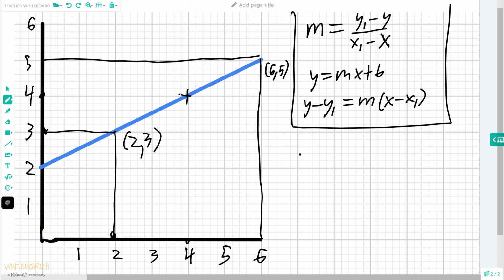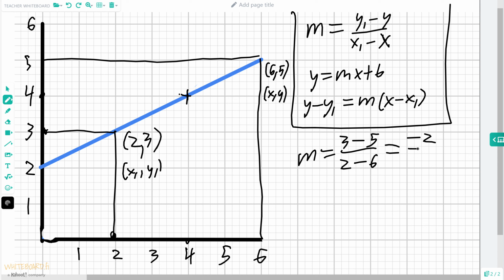So m equals, and it doesn't matter which one's your x1 and y1 values and which one's your x and y values. So we'll set this to x1, y1, and this to your x, y. So I plug this in. So y1 is going to equal 3 minus y is going to equal 5 over x1 is going to equal 2 minus, and your x value is going to be 6. So when we simplify this, we get 3 minus 5 equals negative 2 on top over 2 minus 6 equals negative 4, which equals 1 over 2 because negatives cancel out. So the slope equals 1 over 2.